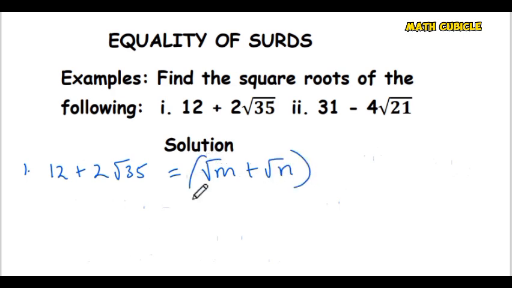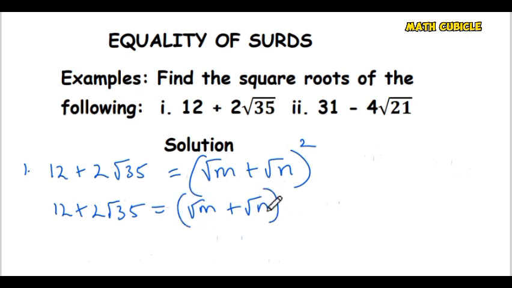Then we square it. So let the square root of this equal this. So this becomes 12 plus 2 root 35 is equal to root m plus root n, and we do that again, we are multiplying it again, by root m plus root n.